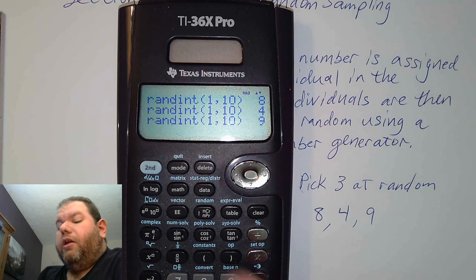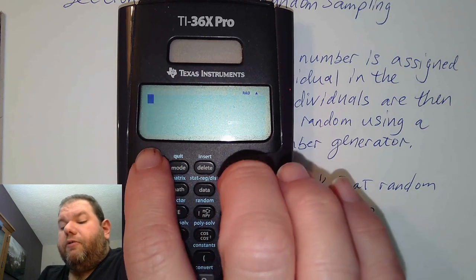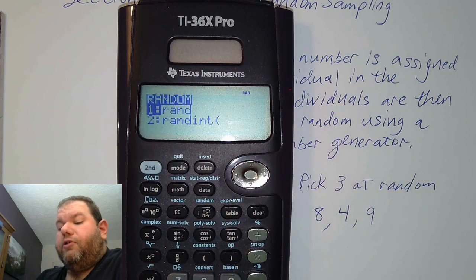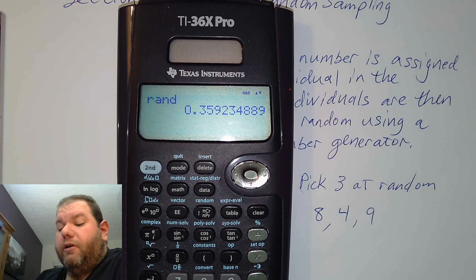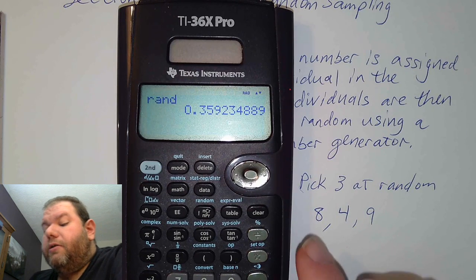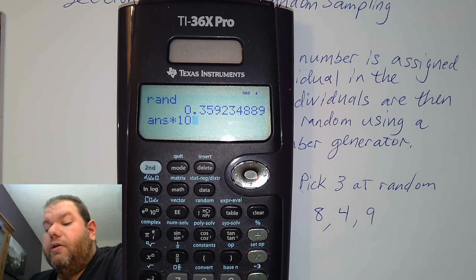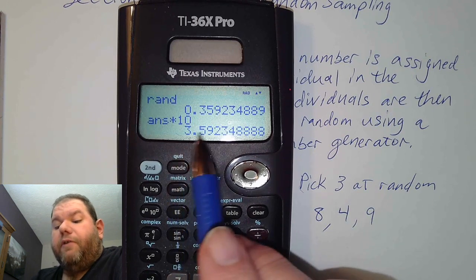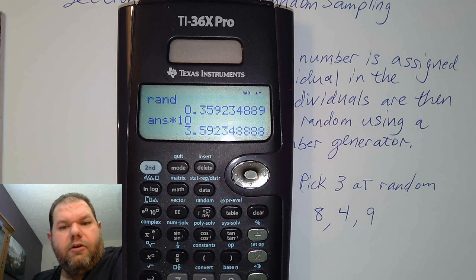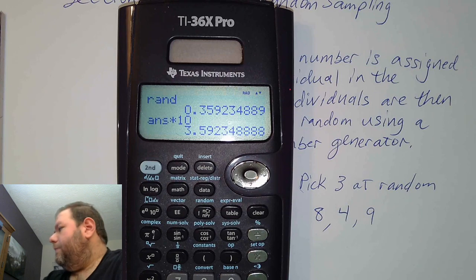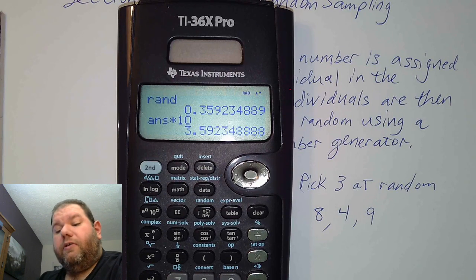So if we do it the other way, again, a second random, just choose our random option, get our number by pressing enter, and then multiplying by 10, which is 3.59, so it rounds up to 4, so we would have picked number 4 again. Does that make sense? Does anyone have any questions on that? I guess I should ask.